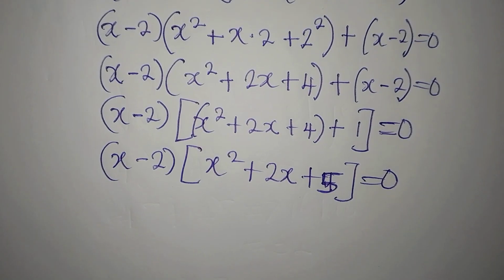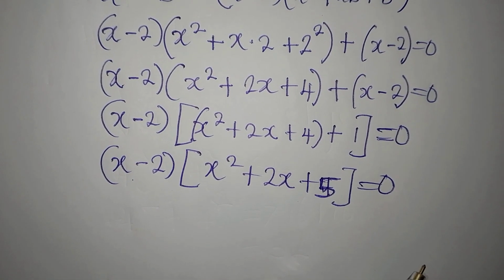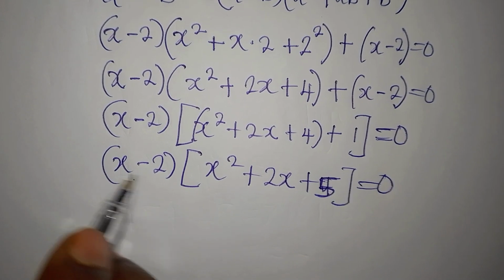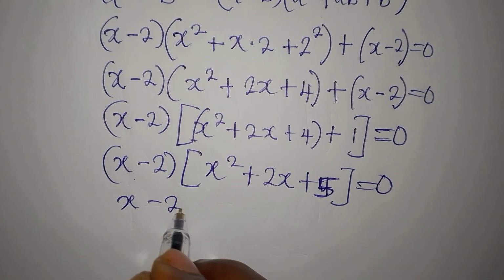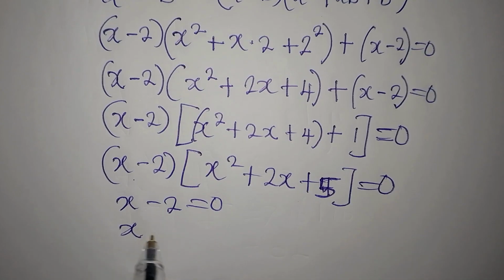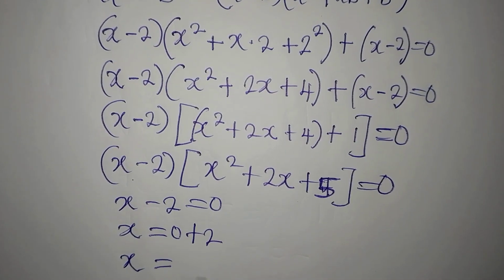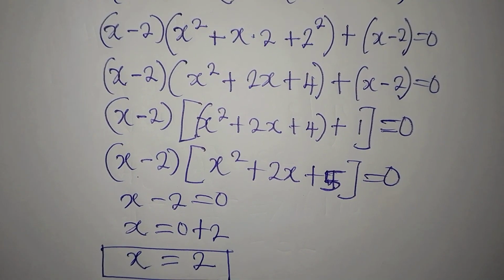So we are multiplying this term and this term to get 0. So it's either one of them is 0 or the other. It's either this is equal to 0 or this is equal to 0. So x minus 2 is 0, meaning x is 0 plus 2, and then our x is equal to what? 2. This is one of the solutions.